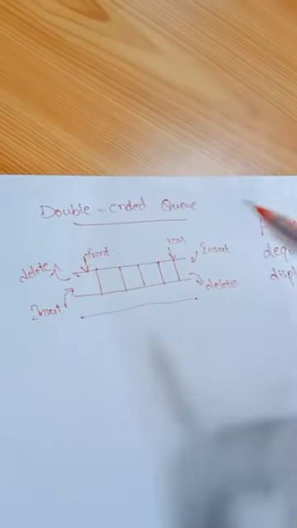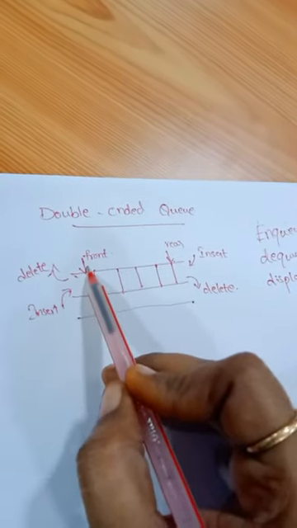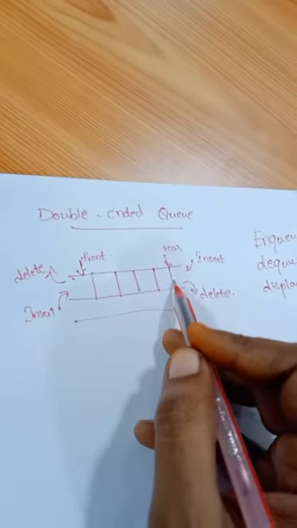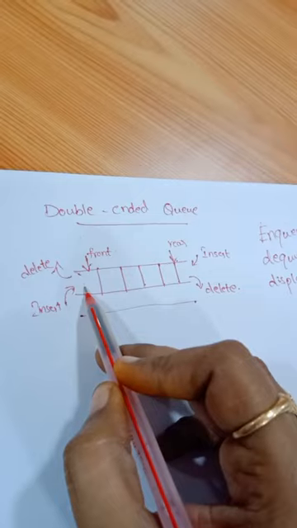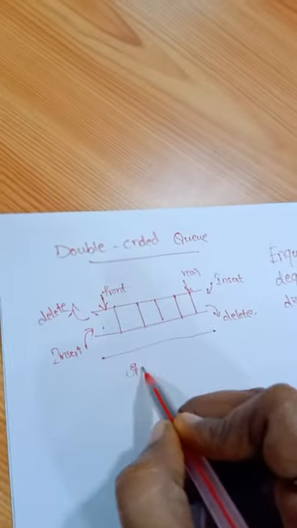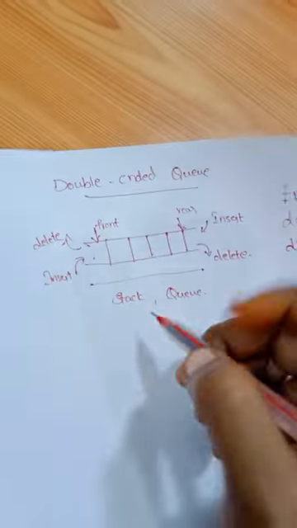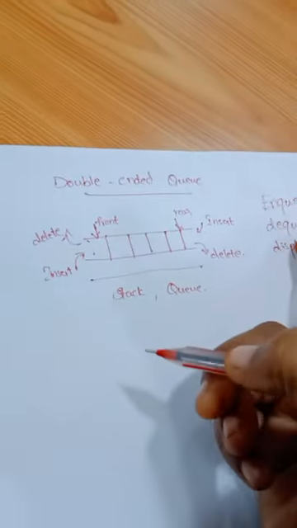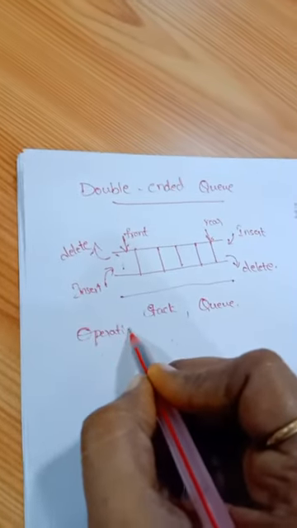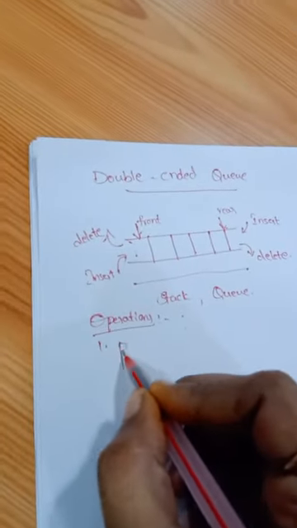Just like a normal queue, we also have a rear end and a front end. But the difference is that we perform both insertion and deletion from the rear end as well as from the front end. So this double-ended queue sometimes acts like a stack and sometimes acts like a normal queue. What are the operations that we perform in a double-ended queue?